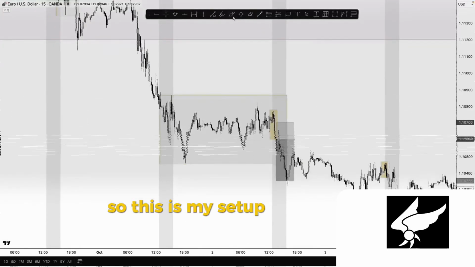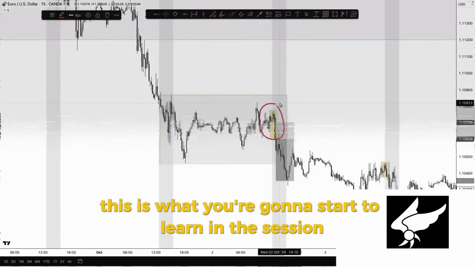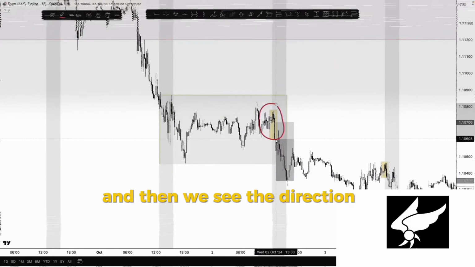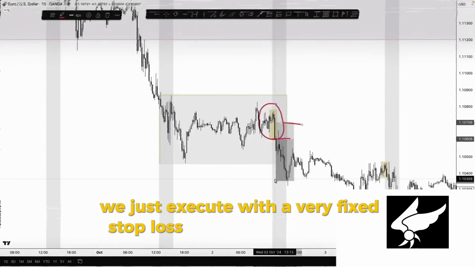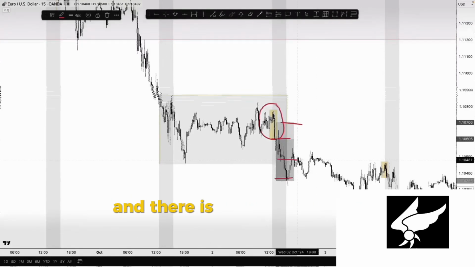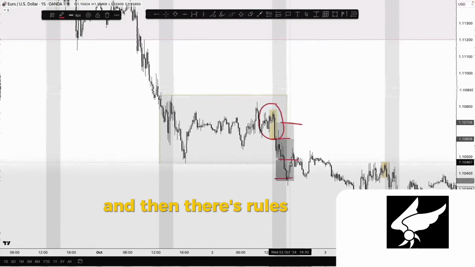So this is my setup coming into play. This is the bank selling again. This is what you're going to start to learn in the session and setup strategy. And then we see the direction of the market coming in. And like I said, we just execute with a very fixed stop loss and a fixed take profit. And there are rules to move to break even, and there are rules to cover your stop, and then there are rules to get out of the trade.